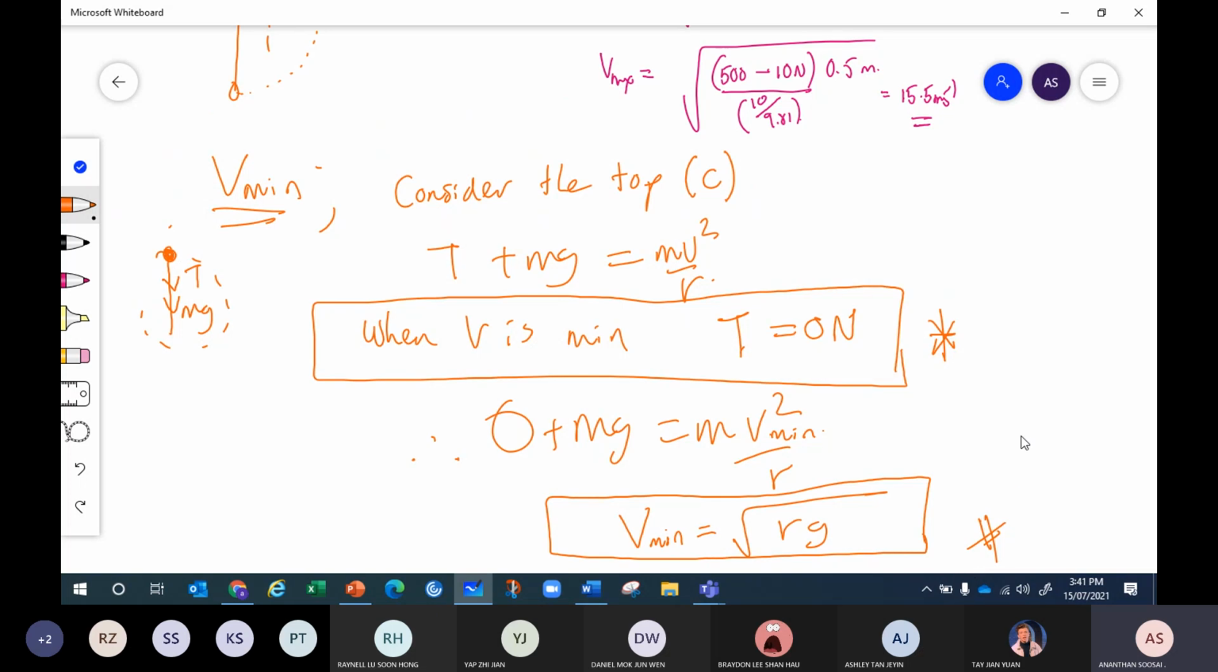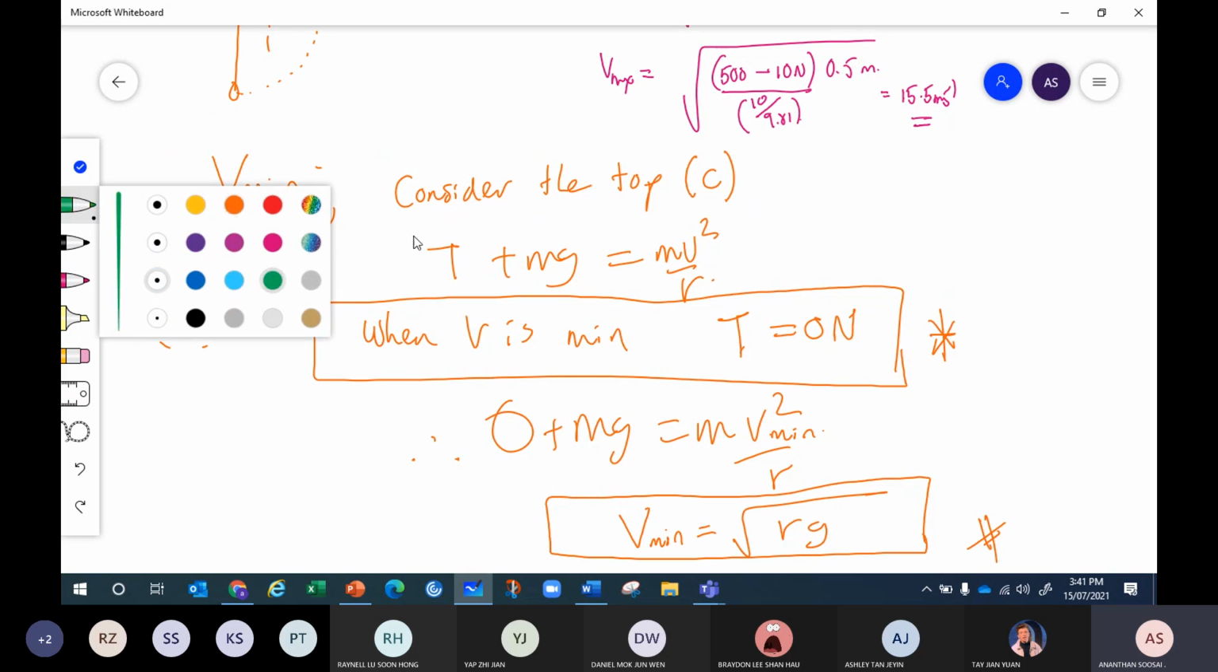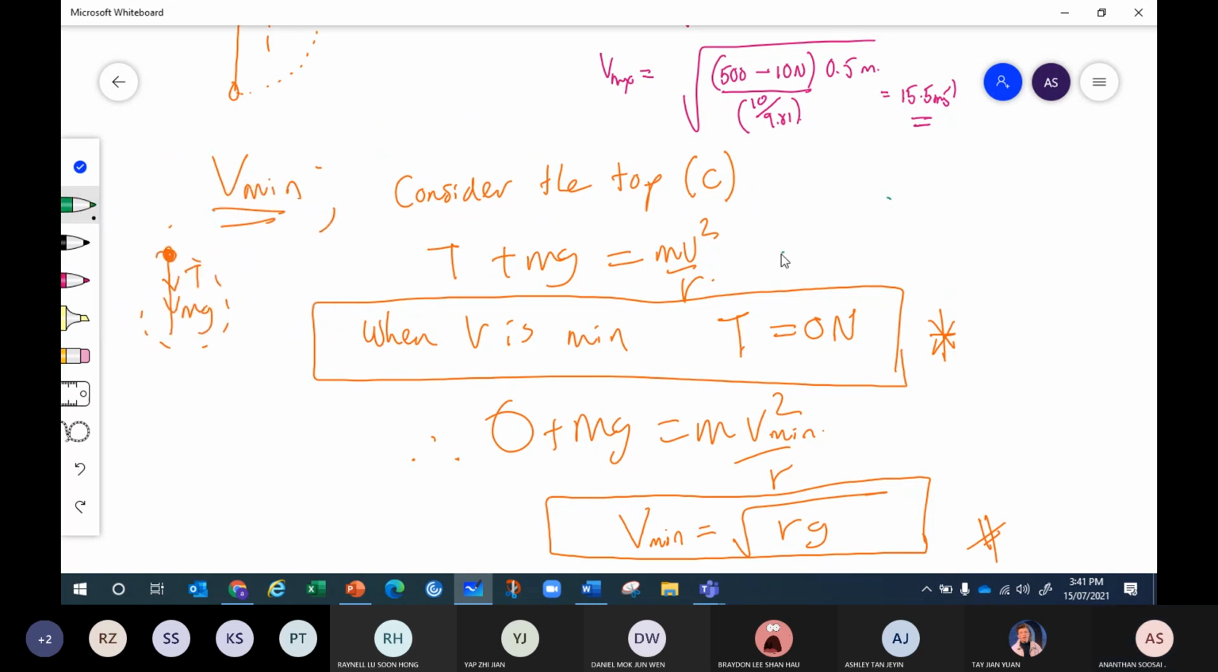So the V minimum for this system is root of Rg. I can say this is one of the famous derivations they will ask in circular motion. Show that the V minimum for a vertical circular motion is root of Rg, like a 3 marks question. So this is the derivation you have to show. Maybe the first mark they'll give for the equation, 1 mark for the statement, and the final 1 mark.